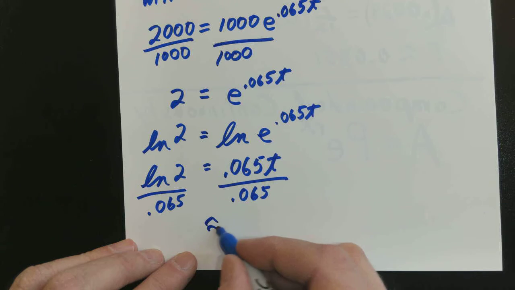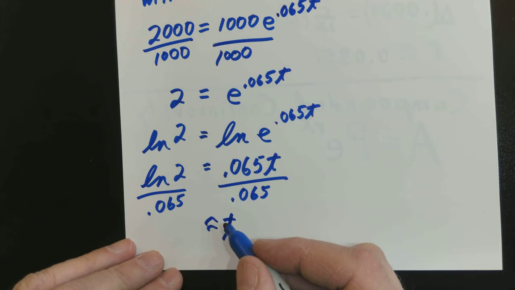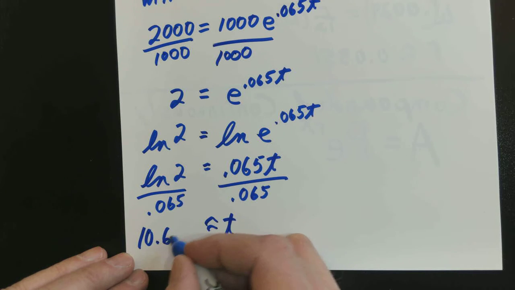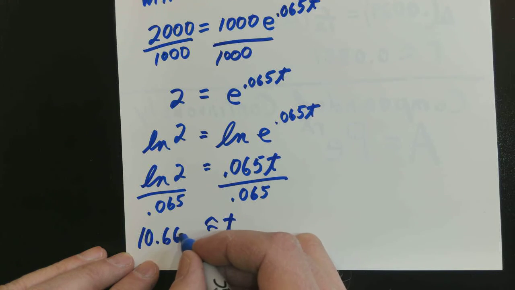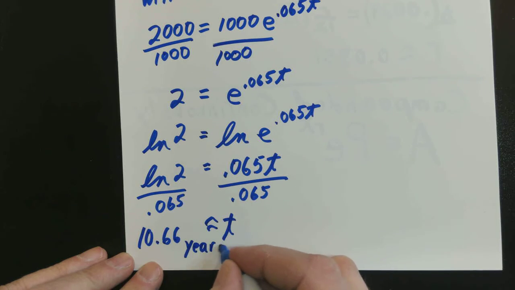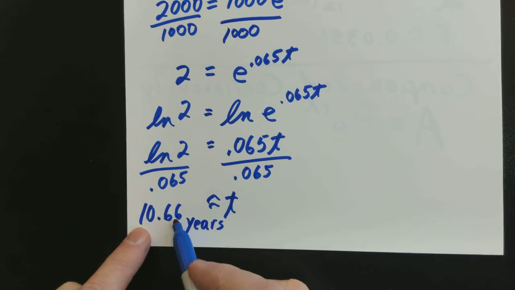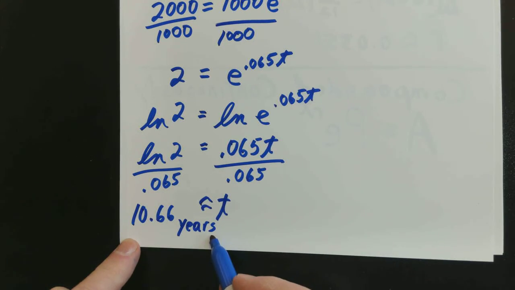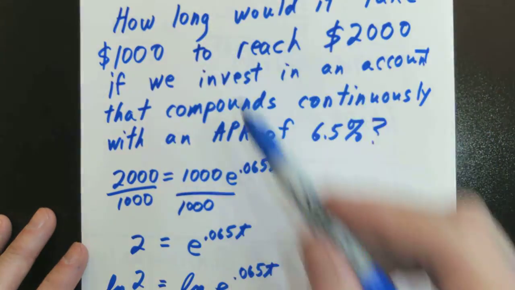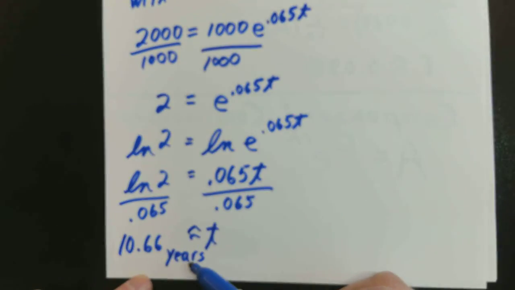What do you get approximately here? 10.638. Okay. And we're talking years here, right? That 0.638 is about 2/3 of a year, 8 months. So 10 years, 8 months. At 6.5%, it would take that long for your money to double.